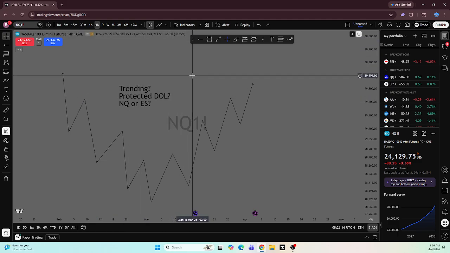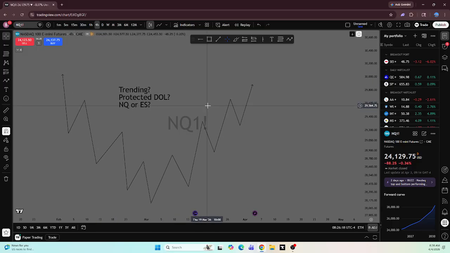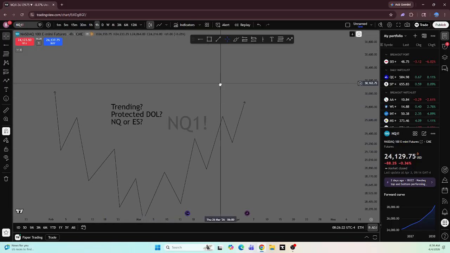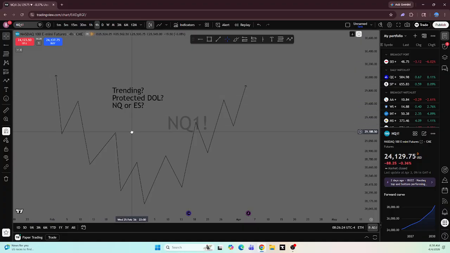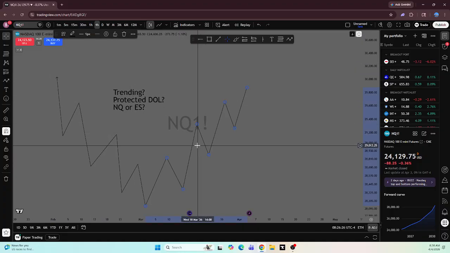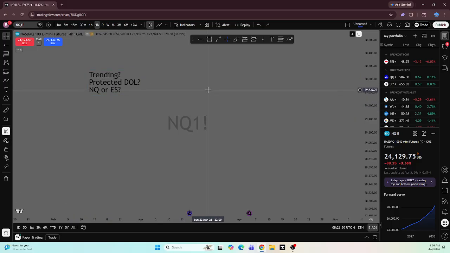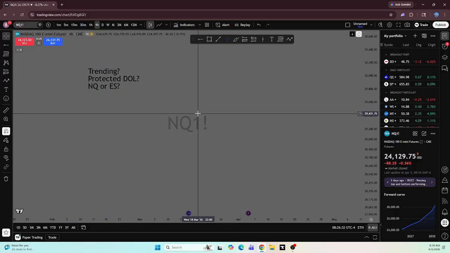Because what does price need to take out in order to continue to go higher? These highs. Can't just skip these highs and go higher. It needs to take out these highs in order for price to go higher. So number one, price needs to be trending, or else I don't really have any drawn liquidities. Price doesn't tell me where it wants to go. Alright, next is a protected drawn liquidity.